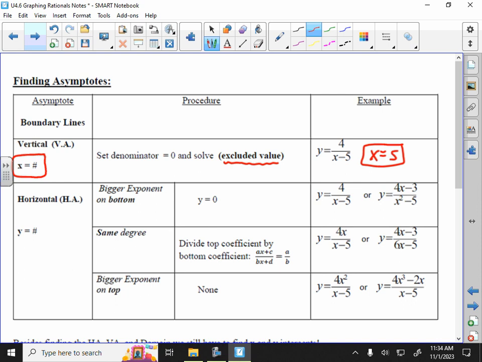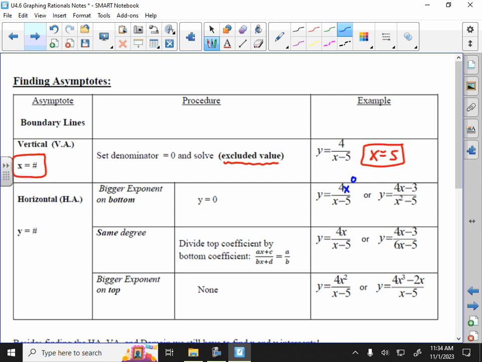All right, so for example, y equals 4 over x minus 5. That's x to the first power on the bottom. That's a degree 1 on the bottom. On top, if you just see a constant term, there's no x on top, that's really 4x to the 0 power. And x to the 0 power is 1, and 1 times 4 is 4. So there really is an x on top. It's just raised to the 0 power. You just never see it.